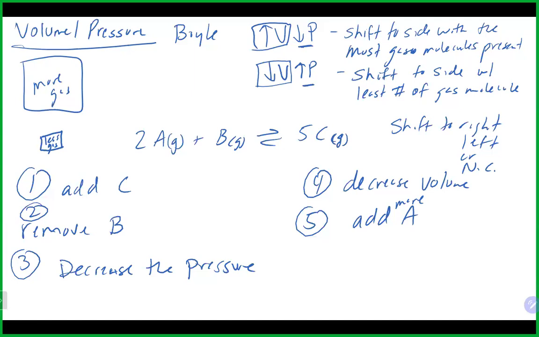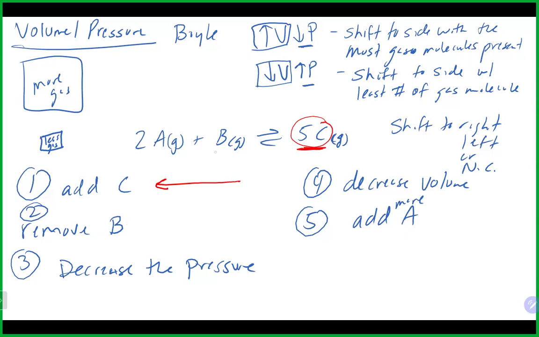We're going to add C. C is over here on our product side. So when we add, it goes away. So we're basically adding more products, so it should shift away from it. It should shift to the left in this case. And again, really the reason here is we now have a lot more products. So that's going to cause the reverse direction to basically occur in this case.